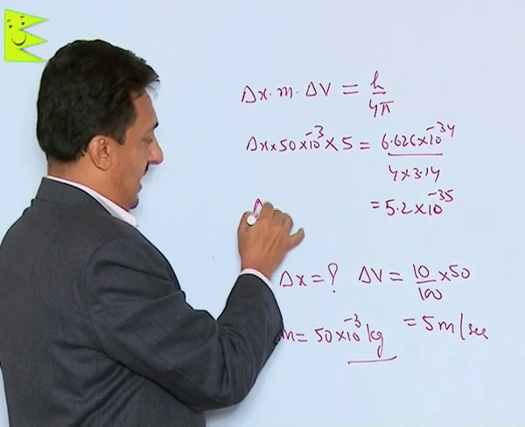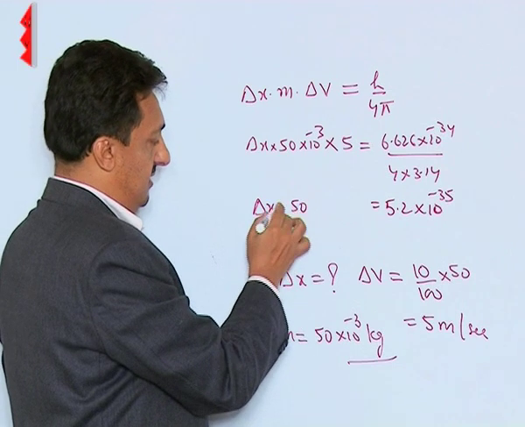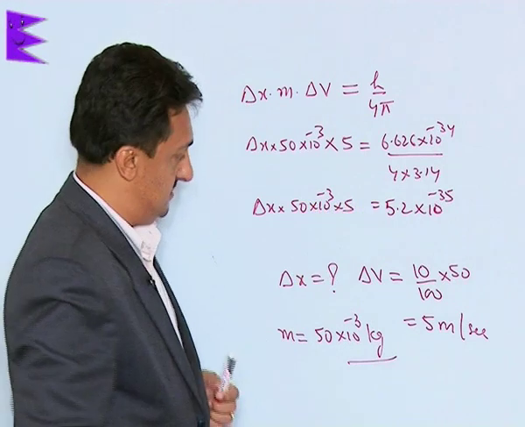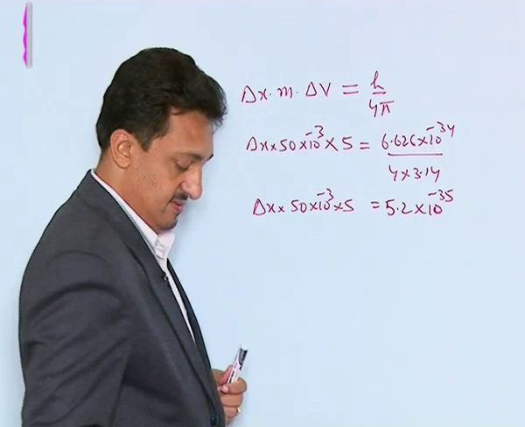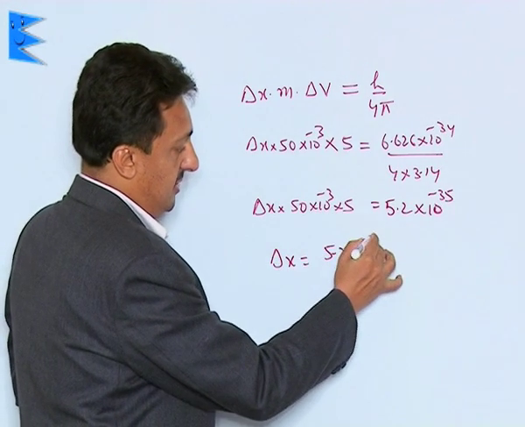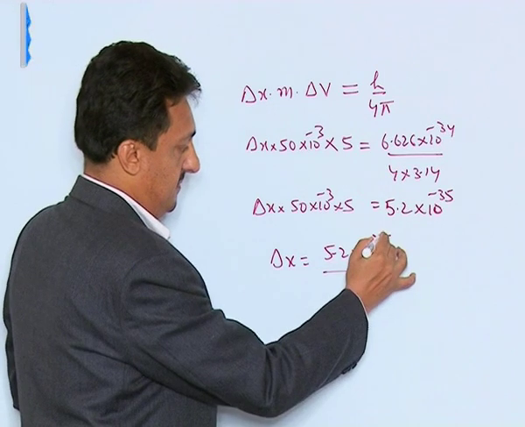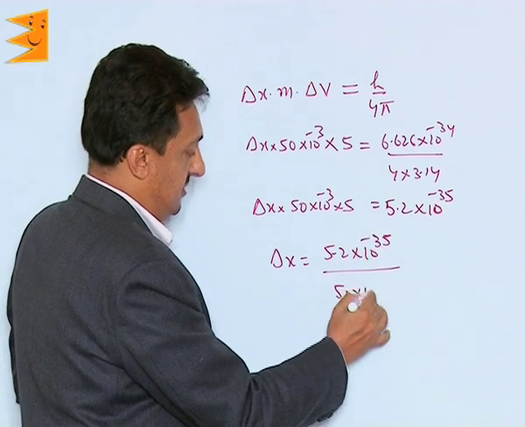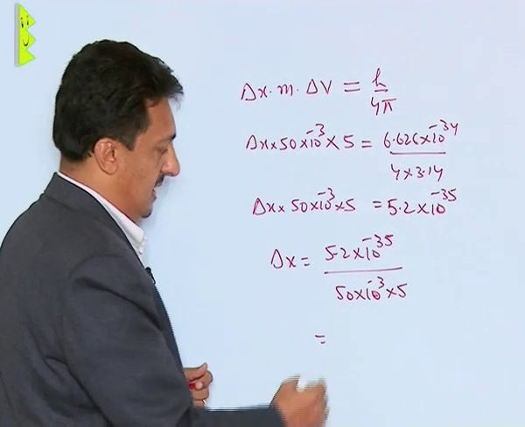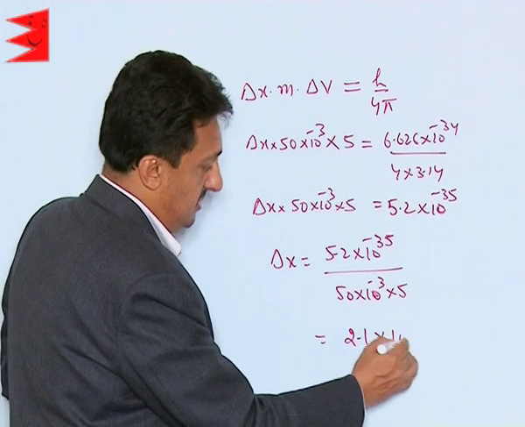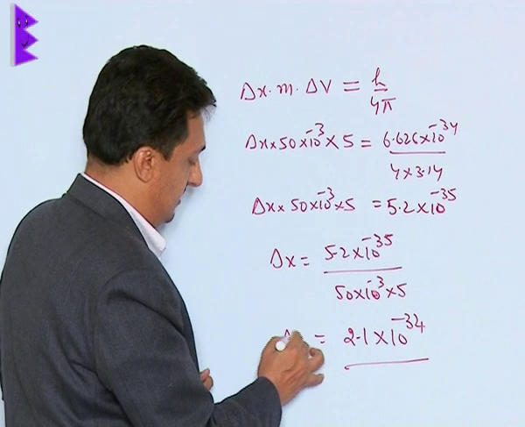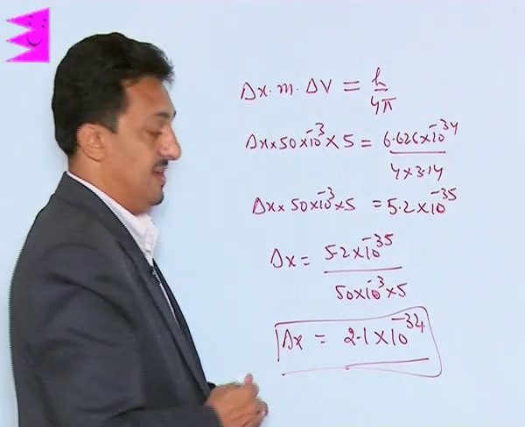And we know delta x is equal to 5.2 into 10 to the power minus 35 upon 50 into 10 to the power minus 3 into 5. Now we can find out what this delta x is. When we calculate all this, the answer comes out to be 2.1 into 10 to the power minus 34. This is the uncertainty in the position of that moving particle.